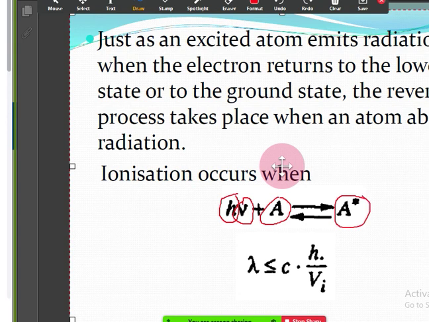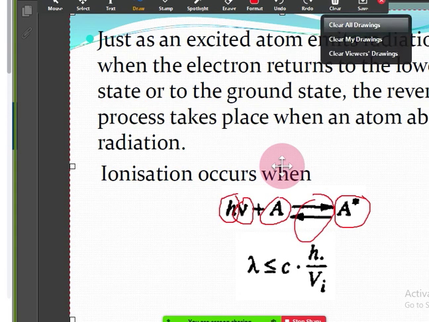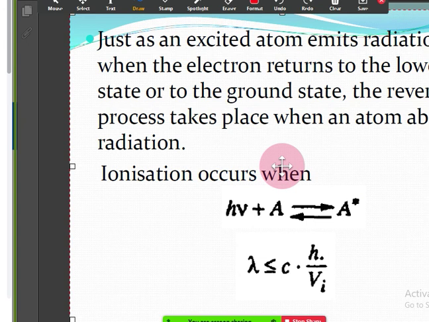So this process is reversible. That means if an atom absorbs radiation, then it will become an ion by giving up an electron. That is one way. Or else, an ion can become an atom by emitting radiation. Both ways are possible. So the process is reversible.